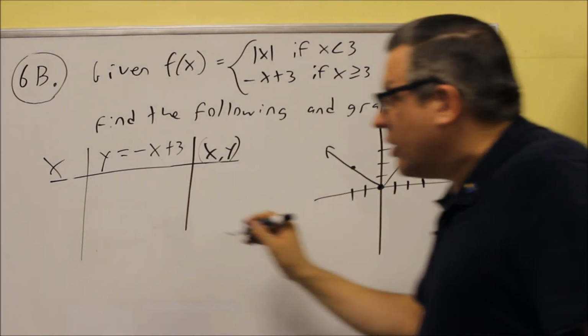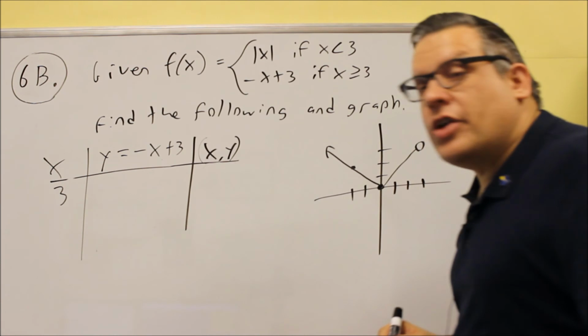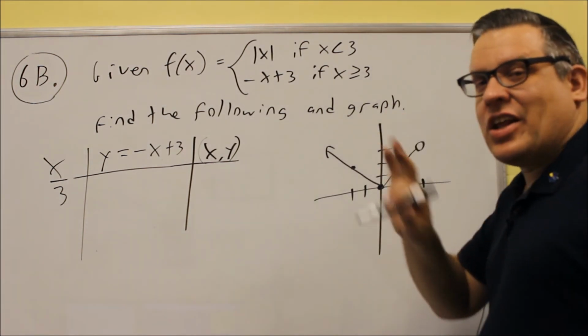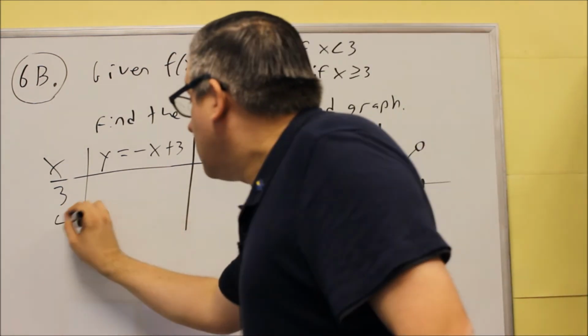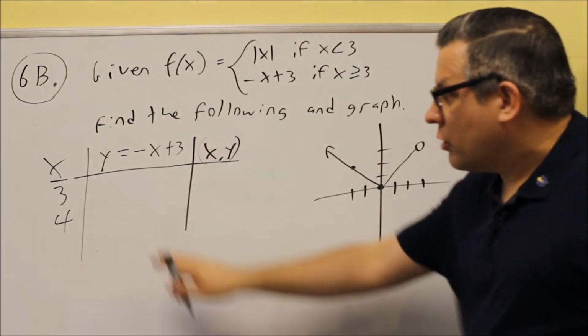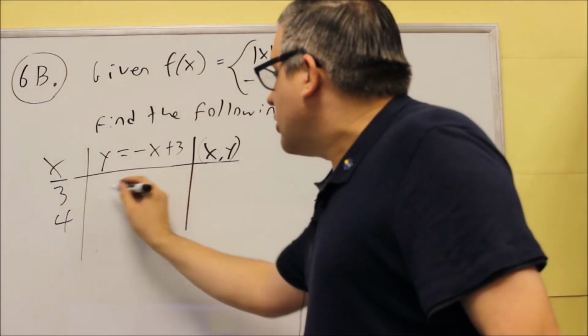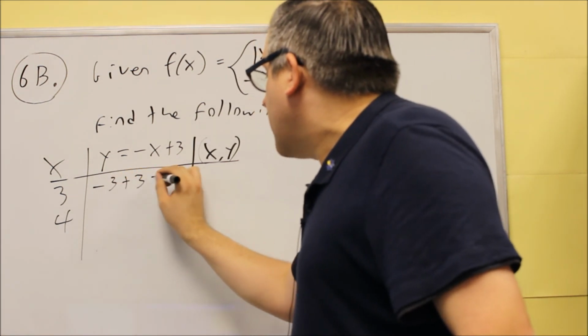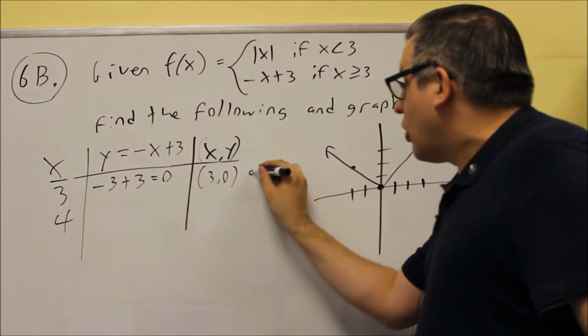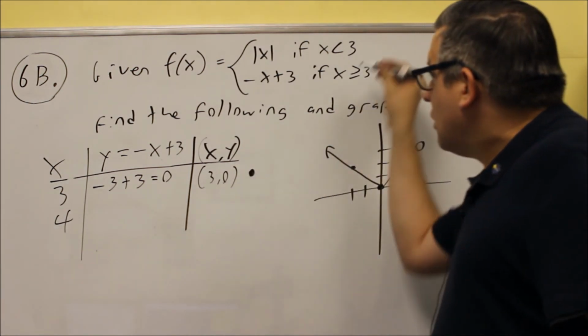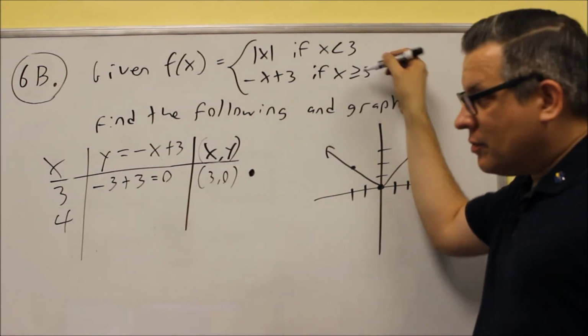We're going to use a 3 there. So we'll start with the 3. We're going to pick any other number that is greater than 3. So let's use a 4. We're going to put that into here. So 3 goes into here. We get negative 3 plus 3. That's going to give us a 0. So 3 comma 0. That's going to be closed because of the equal sign that we have here.